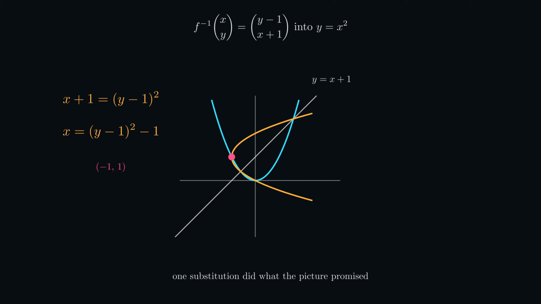A parabola lying on its side, opening to the right, with its turning point at minus 1, 1, precisely where the turning point of the original lands under the mirror. One line of algebra did what the picture promised.